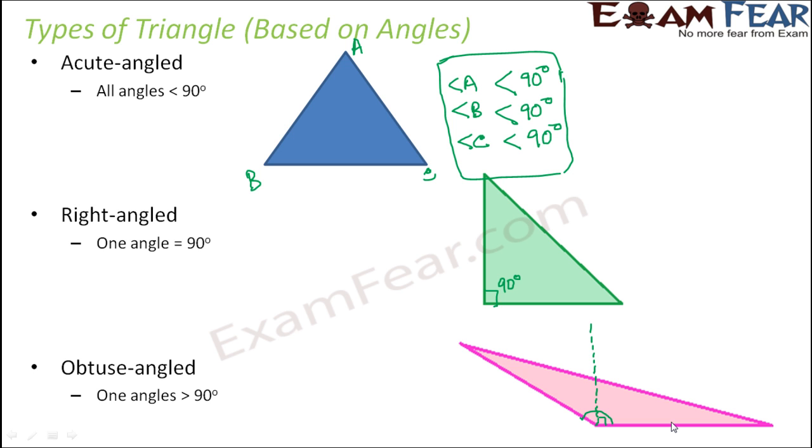Whenever one angle is 90 degrees, the triangle is called a right angled triangle. When all the three angles are less than 90 degrees, it is called an acute angled triangle. So in this fashion, depending on what type of angles are present in a triangle, they can be classified into acute, right and obtuse angled triangles.